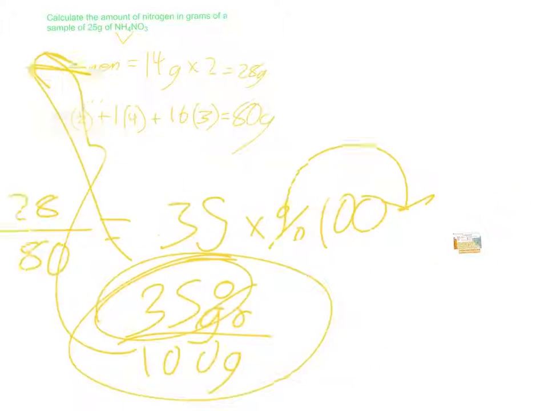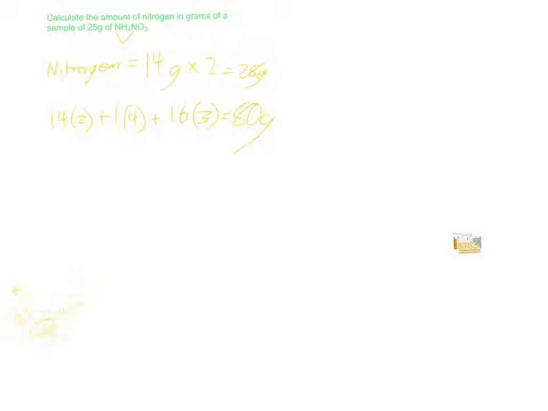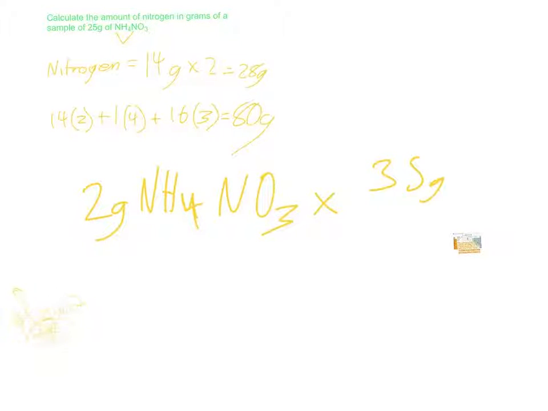So let's move this out of the way. We have 25 grams of NH4NO3 times 35 grams nitrogen over 100 grams NH4NO3.